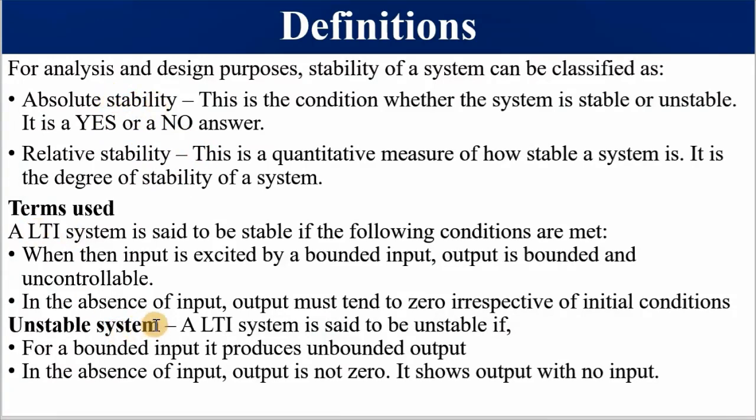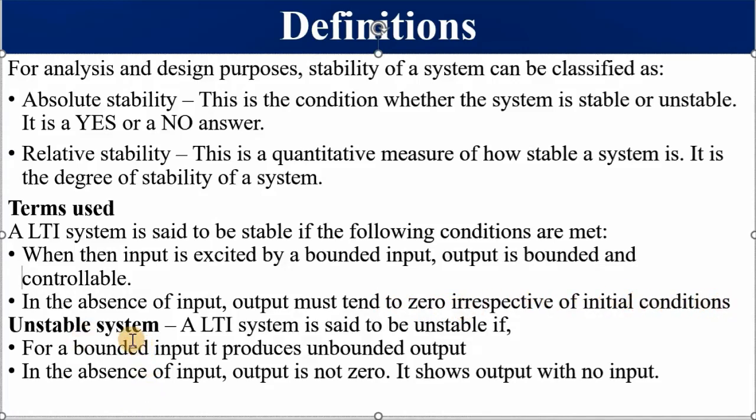We have defined what a linear time invariant system is, and we have said it is stable if the following conditions are met. That is BIBO: for a bounded input, we must get a bounded output, and the output is controllable. The other condition is that in the absence of input, the output must be 0 irrespective of the initial conditions.